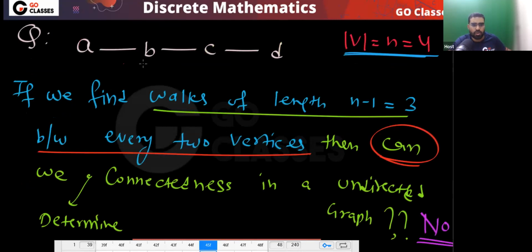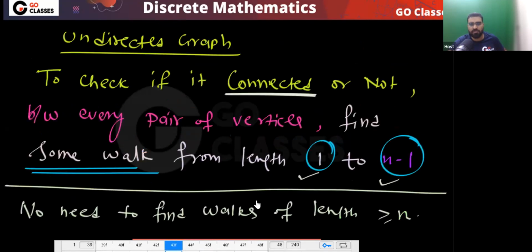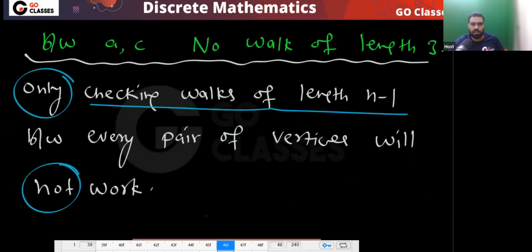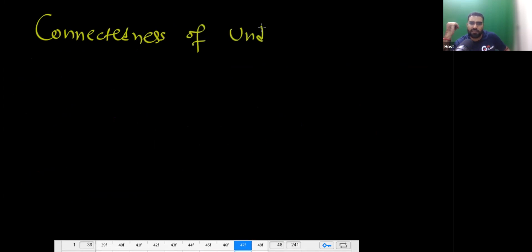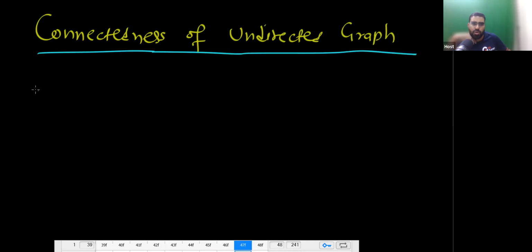So what will work? Remember, what will work is checking from length 1 to length n minus 1. This is what we have to do. So basically, if you want to check connectedness of an undirected graph, then what you have to do is find walks.